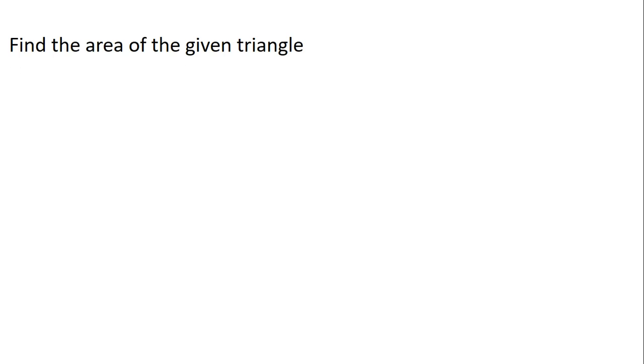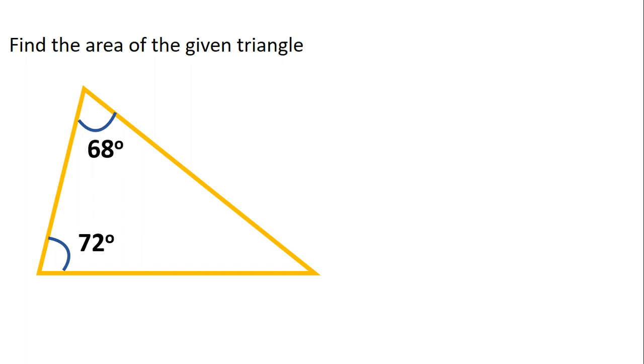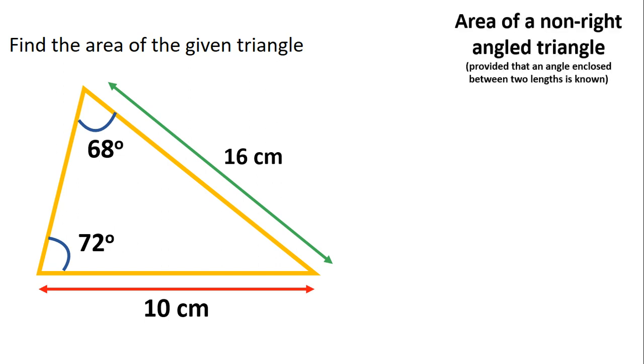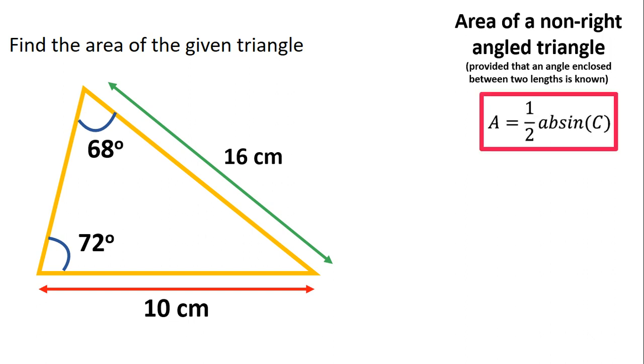So today's question is, find the area of the given triangle. Let's suppose this is my triangle and these are the lengths given to me: 16 centimeter and 10 centimeter, and my angles are 68 degrees and 72 degrees. Now, in order to find the area of a non-right angle triangle, provided that an angle enclosed between two lengths is known, the formula is area equals half AB sine C. Or I could say 0.5 times AB sine C, or AB sine C divided by 2. It's all the same thing.